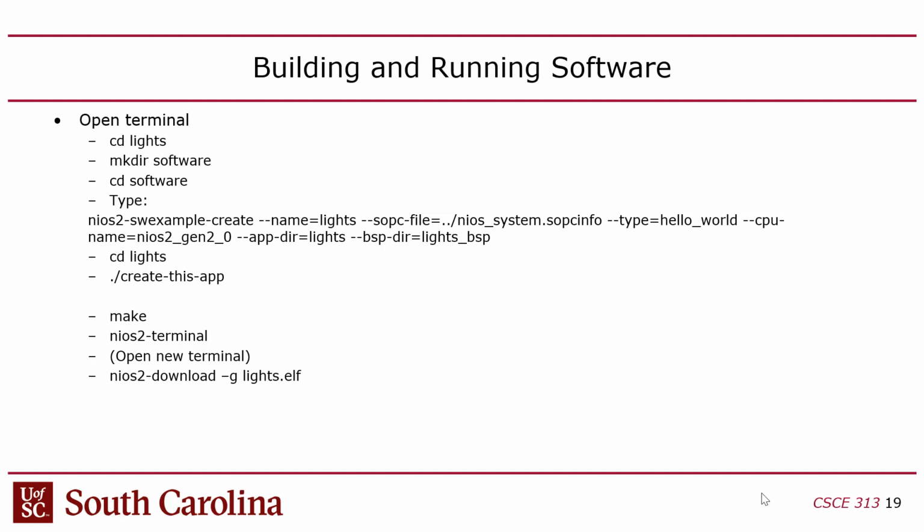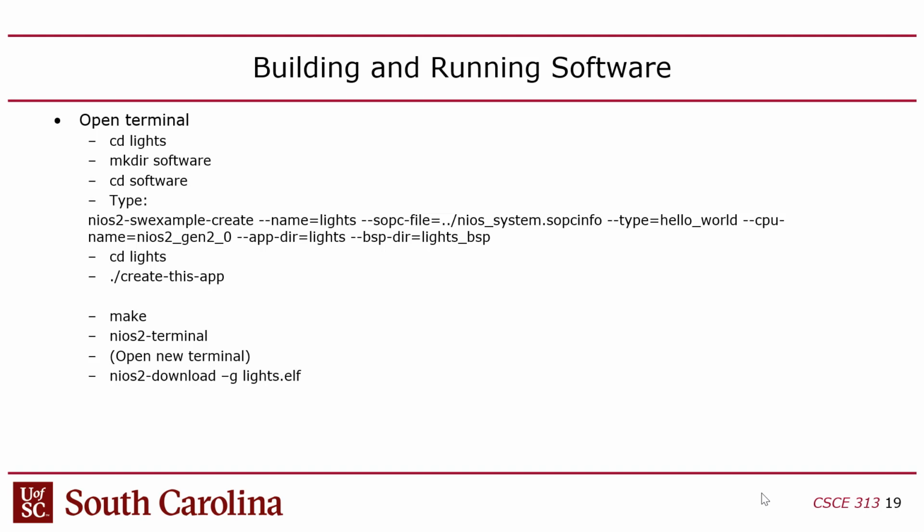And then CPU name. Remember I said that if you have more than one CPU, it's not like Linux that'll just use all your cores. You have to target a specific CPU. And that's why you have to say --cpu name equals Neos2_Gen2_0, which refers to the CPU that you added in Platform Designer. That's the default name. If you change the name, you'll have to update that. App directory lights and BSP directory lights.bsp.